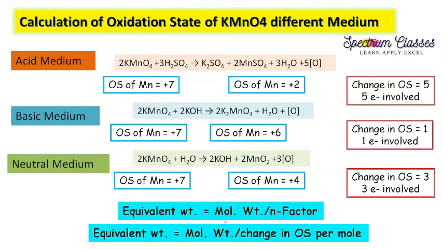So if we are going to calculate the equivalent weight of KMnO4 in acid medium, then molecular weight, that is 158, divided by 5. If we are going to calculate the equivalent weight of KMnO4 in basic medium, that means 158, that is the molecular weight of KMnO4, divided by 1. So here in this case, normality is equal to molarity. In the neutral medium, we have change in oxidation state 3. So molecular weight, that is 158, divided by 3. So this is how we can calculate the equivalent weight.